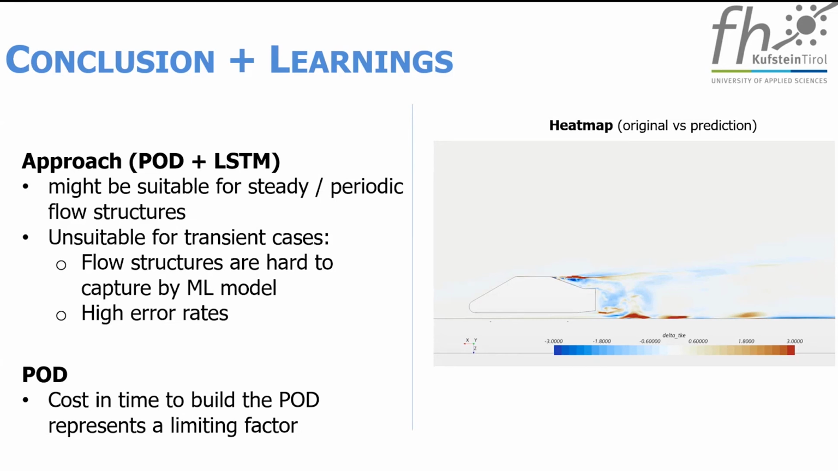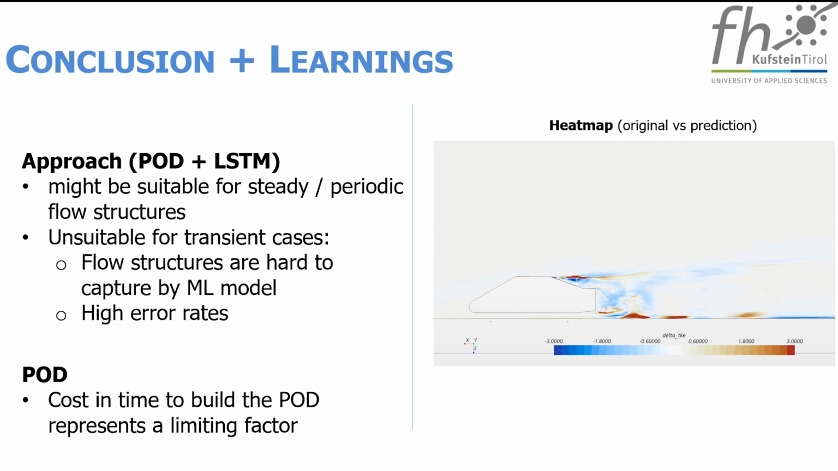And another learning was on the POD side: to build the POD, so to decompose a flow field, it already takes a lot of time to compute. So an engineer who is using the POD has to factor this in. And on the right-hand side, this is where we made an attempt to compare the original flow field, the real flow field, with the predicted flow field, where we recomputed the flow field based on the predicted values. What we have created here is a heat map, just giving us the delta between the original values and the predicted values.